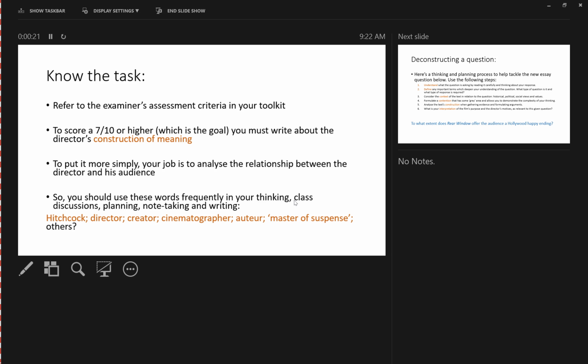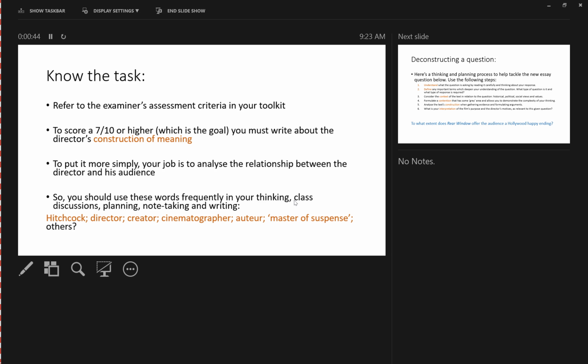So how is the film put together? If we're doing that, we can analyse the relationship between the director and his audience. If we're doing that in every sentence of a text response essay, you're giving yourself a really good chance of advertising to the assessor that you know what you're doing, that you know the task.